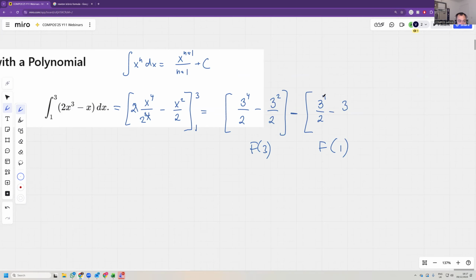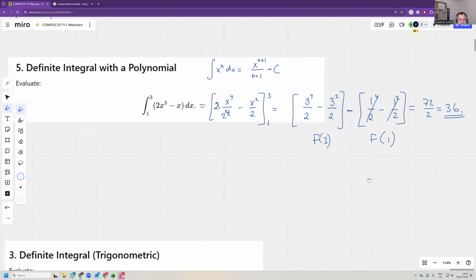Sorry, what am I doing? 1 to the power 4 over 2 minus 1 to the power 2 over 2. Okay. Well, that's 1/2 minus 1/2, so that's 0. That's fine. So this is 3 to the power 4 over 2 minus 3 to the power 2 over 2. So that's 81 minus 9, and that's going to be 72 over 2, which is 36. So the definite integral is a number, and that's important to understand. Okay.